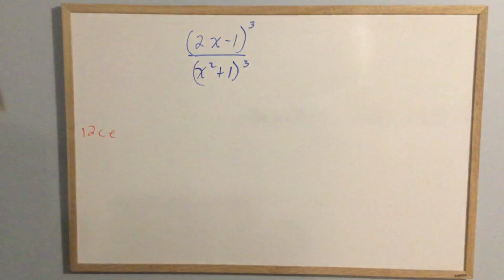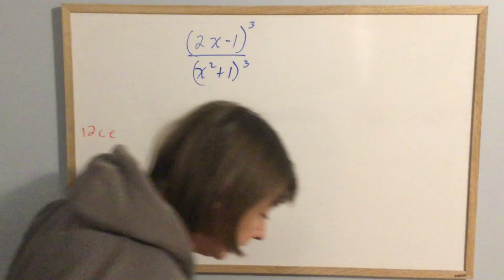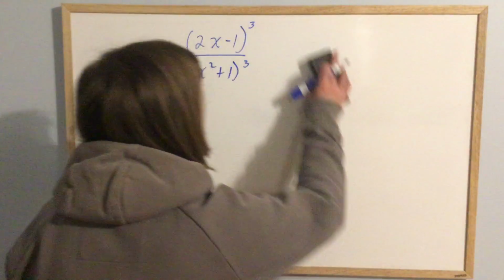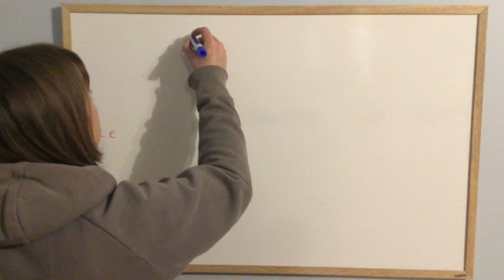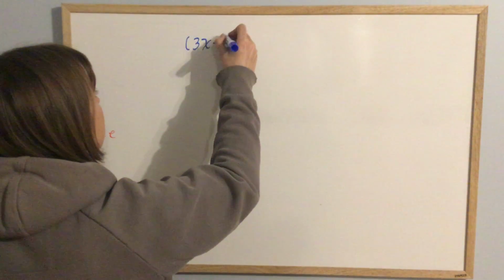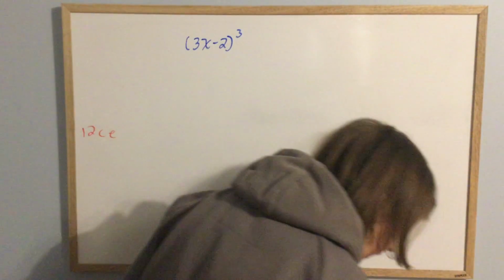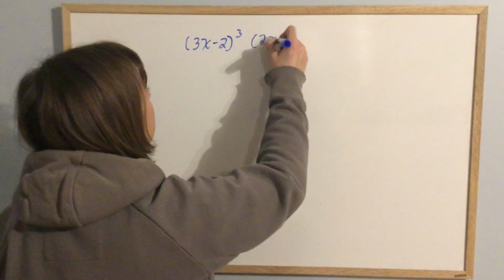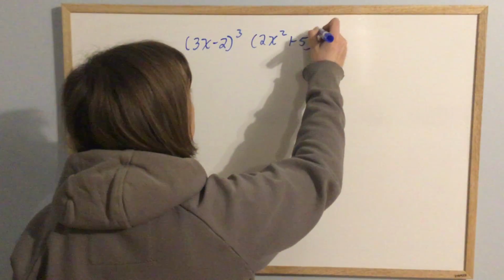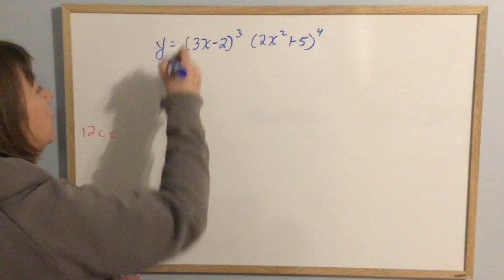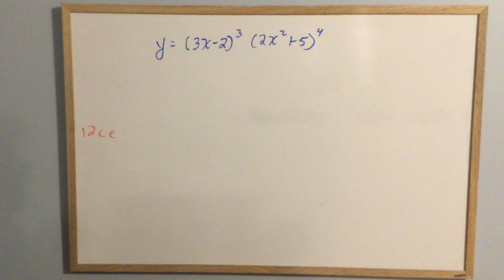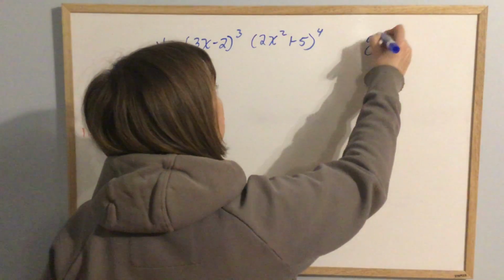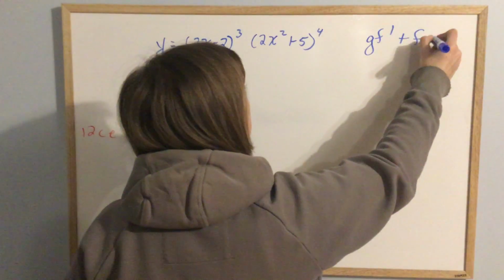Let me do E. Let's do the right question. Let's do E: 3x minus 2 cubed and 2x squared plus 5 to the 4th. Okay, so this time we're multiplying things. I gave you one that was dividing, one that was multiplying. So this one is the product rule.